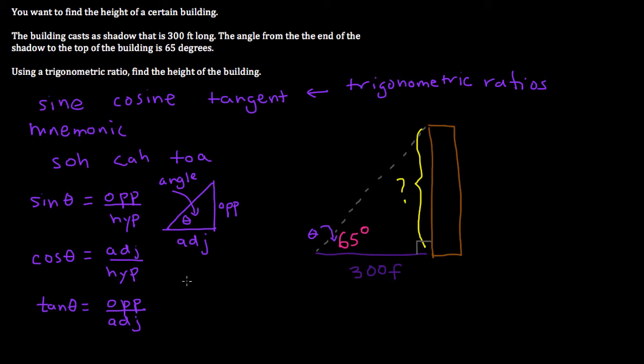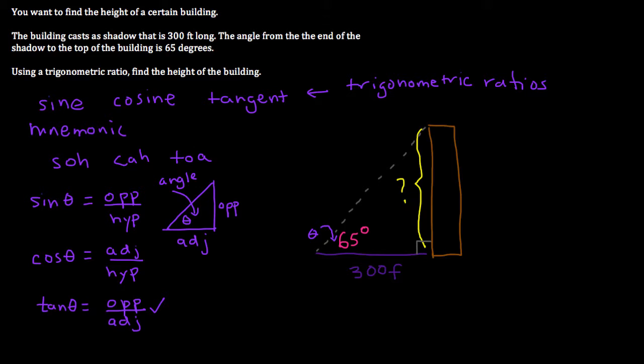So given the information that's given to us, which one of these ratios can we use to solve for the opposite side? Well, we have the adjacent, we have an angle, and we have the opposite side, which is missing. So I think it's going to be this one. So now let's calculate it.